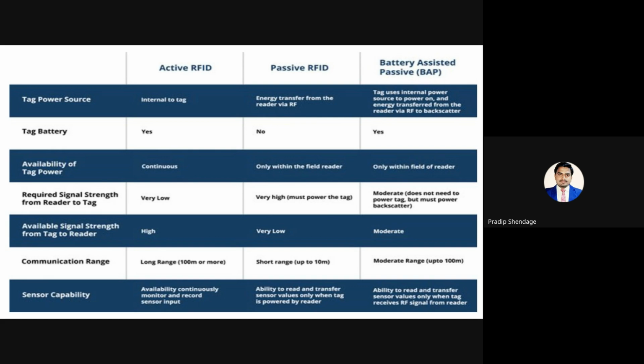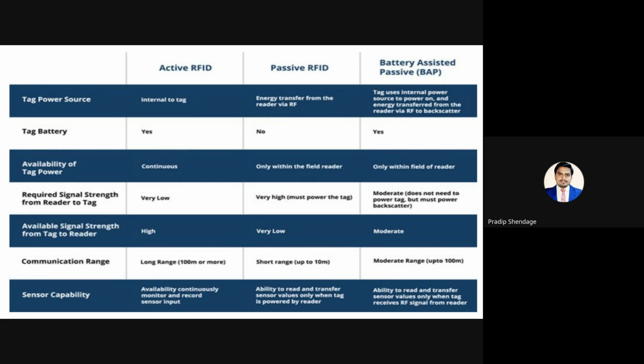The tag consists of a battery. There is no need to use a battery for passive, but battery assisted passive requires the battery. The availability of tag power is continuous for active; it requires a continuous power supply. Power is required whenever the particular tag or reader is active, to provide the power. It works in battery assisted passive only within the field of the reader.